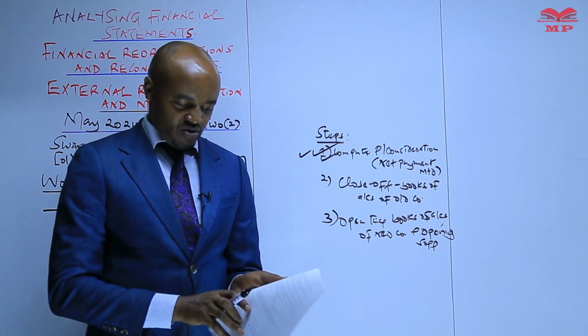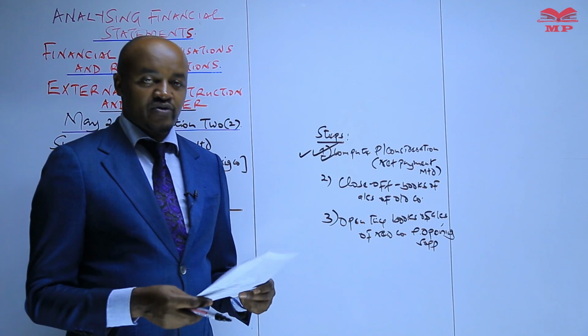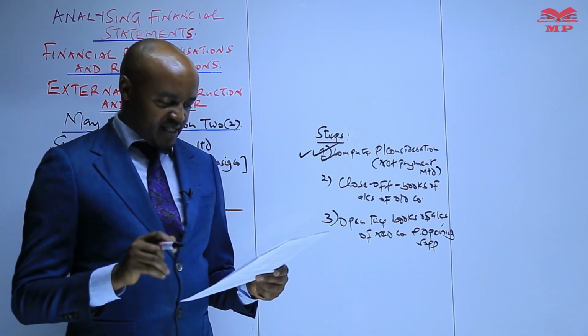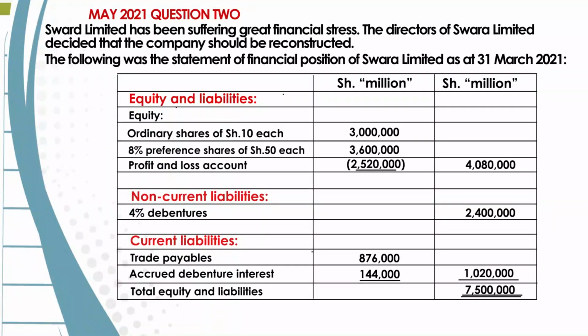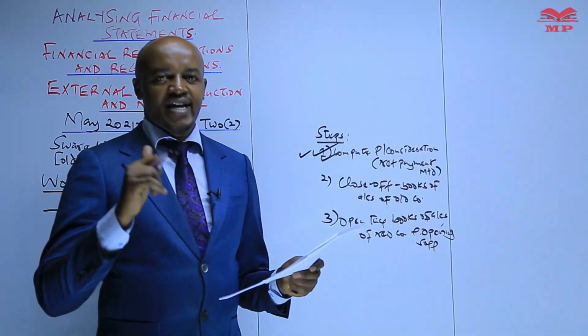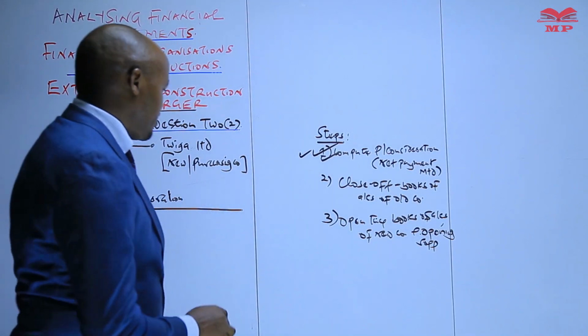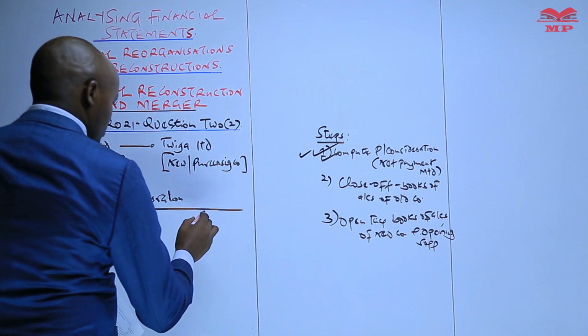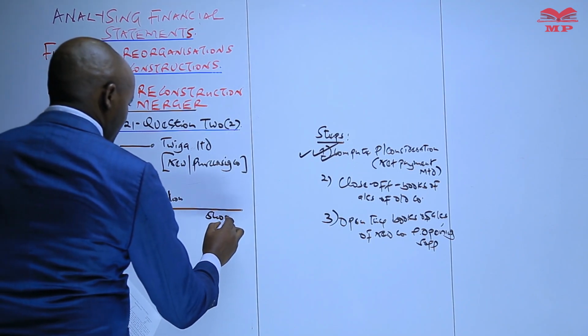So if you go back to the statement of financial position of this company, Swara Limited, the old company, we can see from where we have equity in the statement of financial position, this company had issued ordinary shares. The company had also issued preference shares, and also this company had issued debentures. So we can say this company had 2 types of shareholders, ordinary shareholders and preference shareholders, and this company had also debenture holders as the financiers.